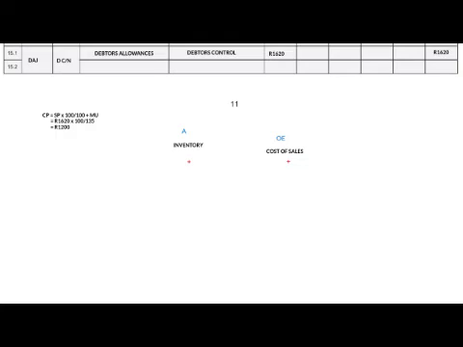Now we are going to record the cost price of 1,200 Rand. So the account to be debited is inventory. The account to be credited is cost of sales. 1,200 Rand will be credited in the equity column, and 1,200 Rand will be debited in the asset column.